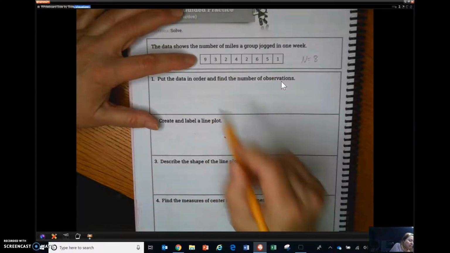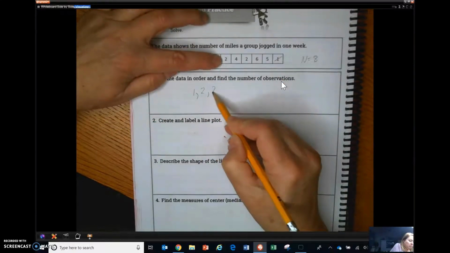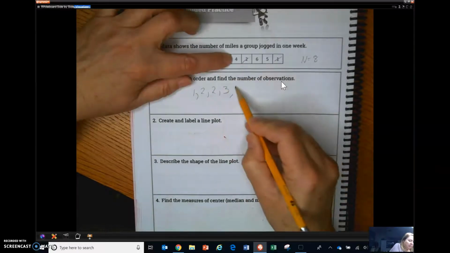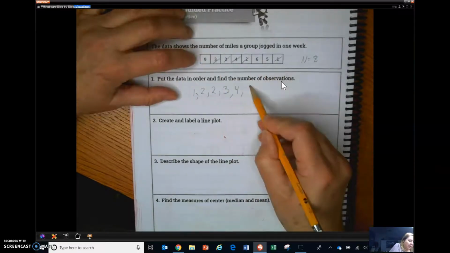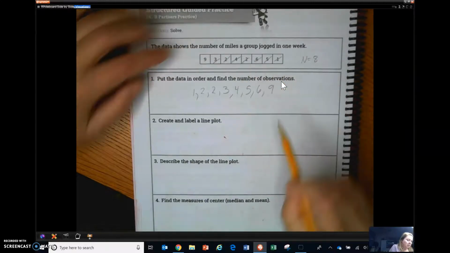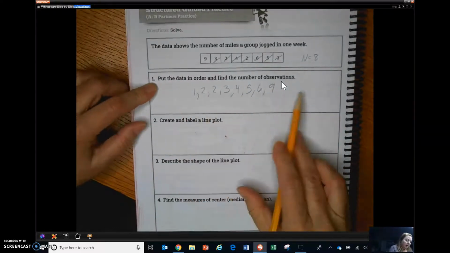So my lowest number is a 1. I have two 2s. I have a 3. I have a 4. I have a 5. I have a 6. And I have a 9. So put the data in order and find the number of observations.